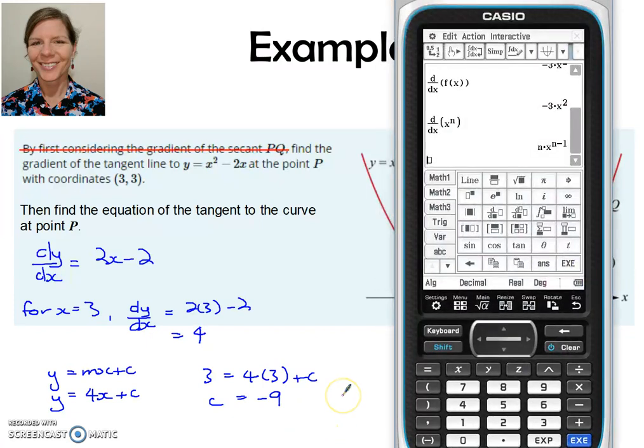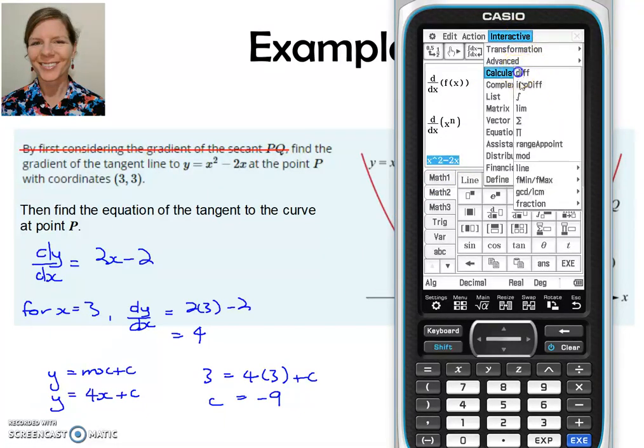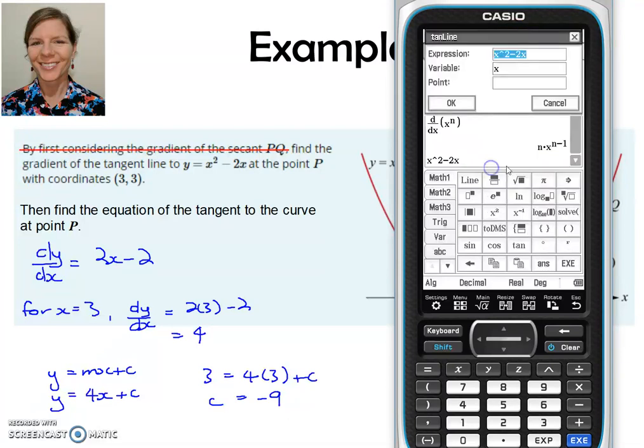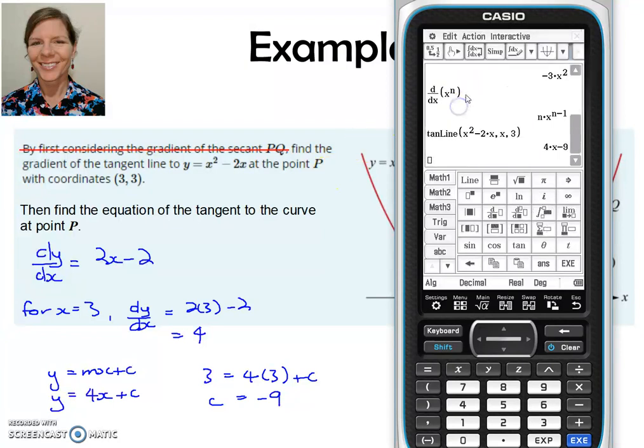Firstly, we can go back and check using our tan line. So we wanted x squared minus 2x. Okay, so if we did tan line, interactive calculation line, tan line, we want that when x is 3. Okay, and it'll tell us it's 4x minus 9, which we got.